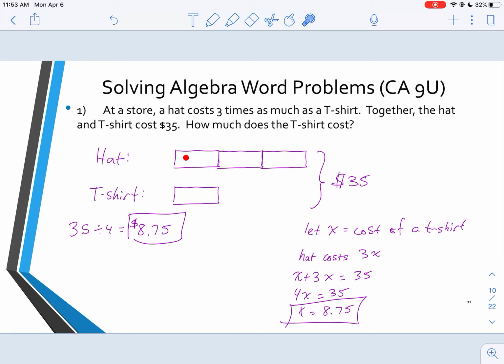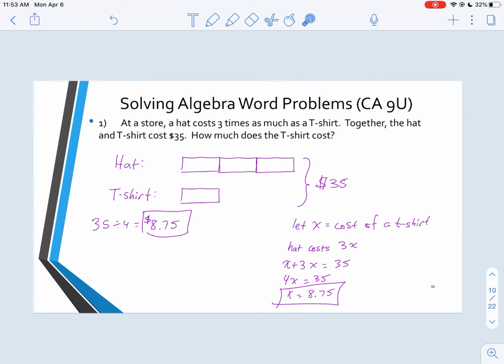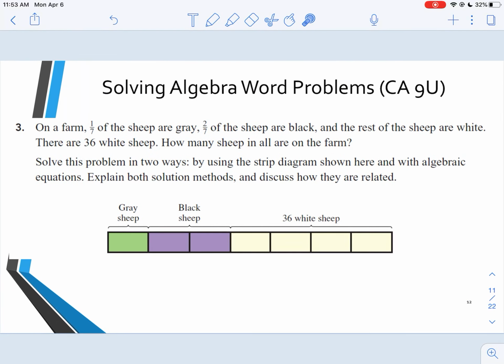And you really see the similarities here: adding x and 3x, we said there were 4 squares, and then we took 35 divided by 4, we did the same thing here. So really the same structure underlying it.